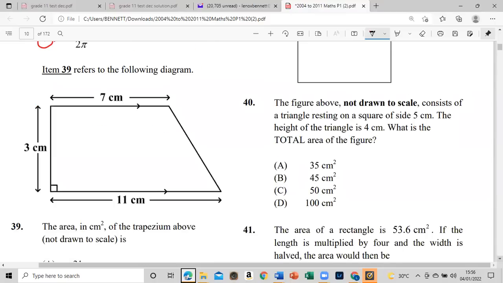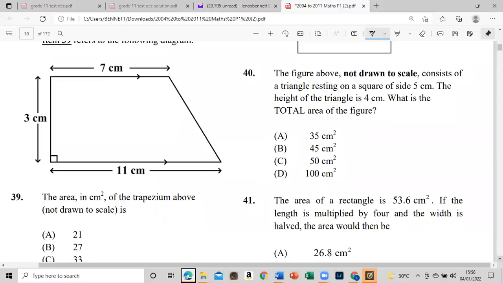39 refers to the following diagram. The area in centimeters squared of the trapezium above, not drawn to scale, is... pause this now, right?